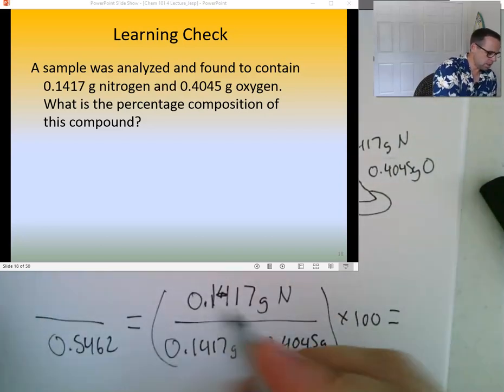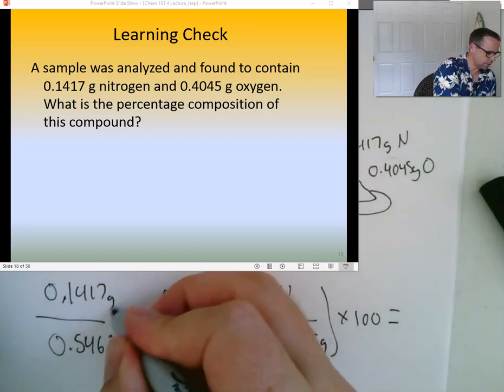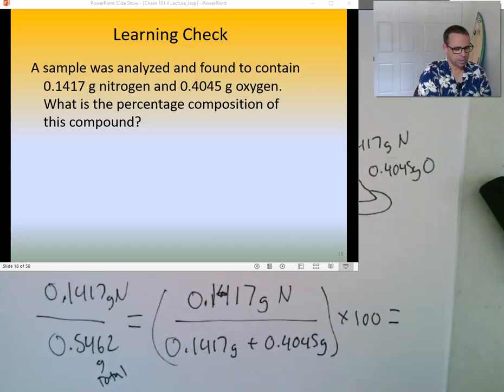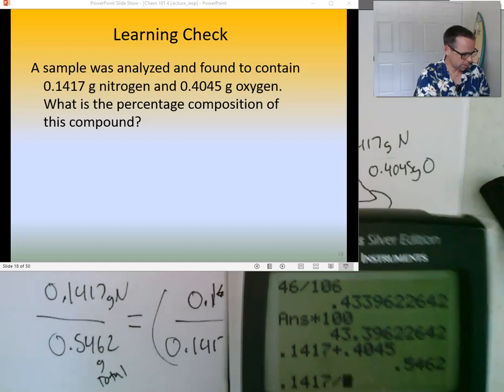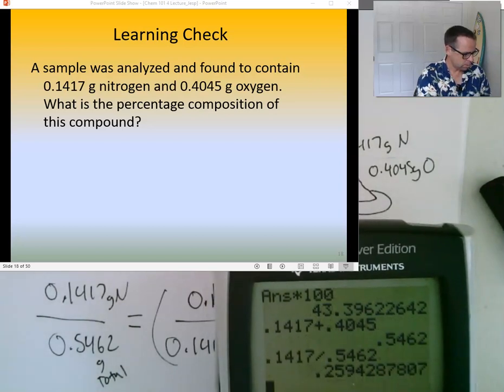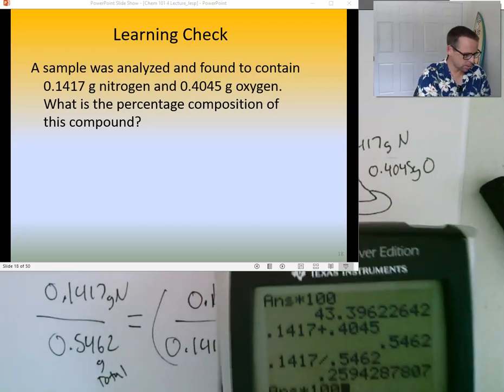And then on top here, 0.1417, that's grams of nitrogen, and this is grams total. Then I can take the 0.1417 divided by 0.5462, 0.25, or then I have to multiply by 100, right?